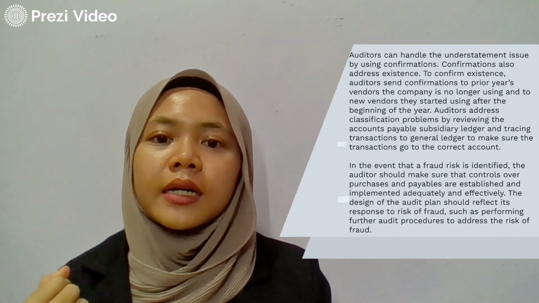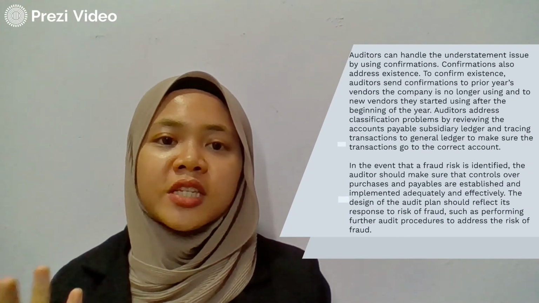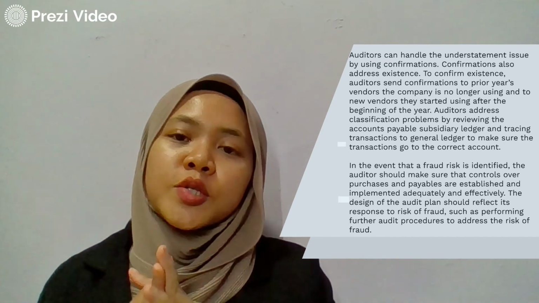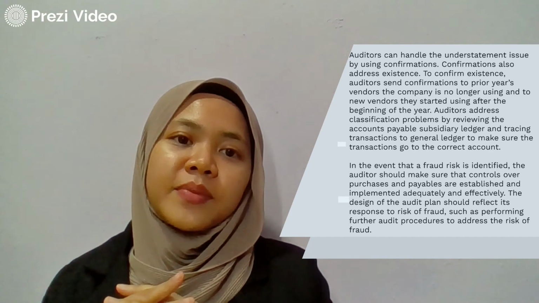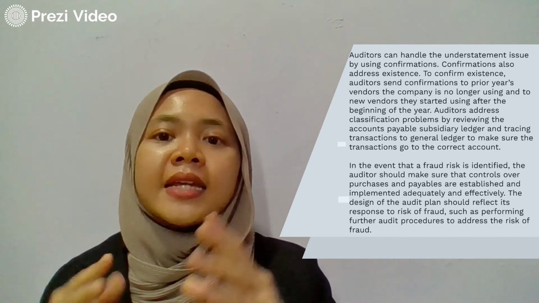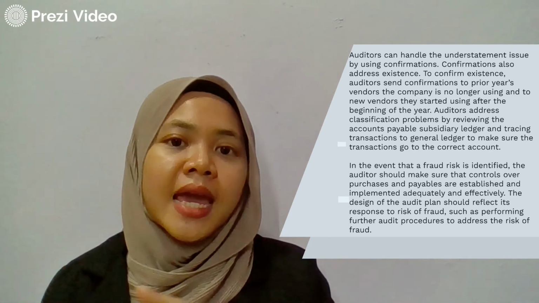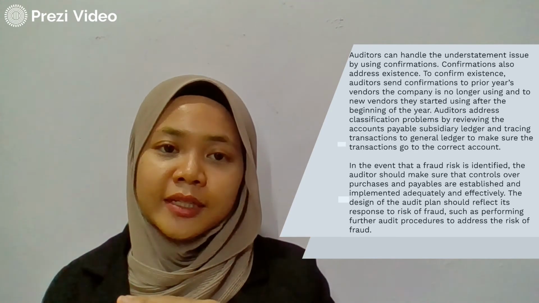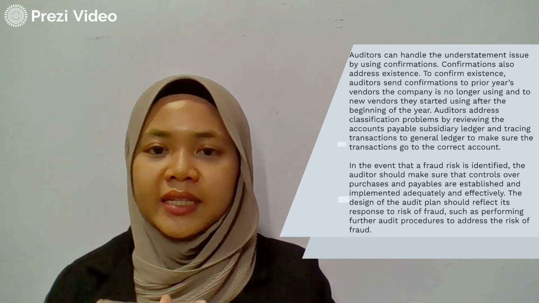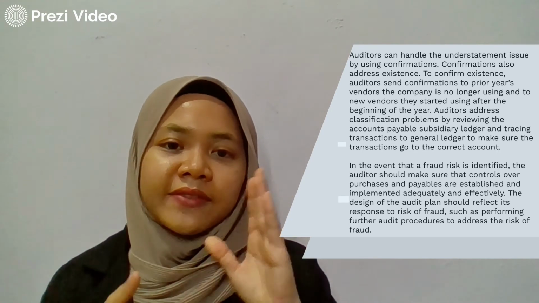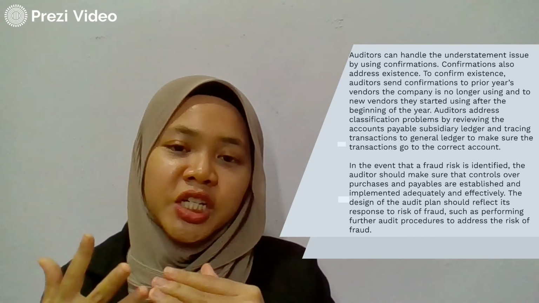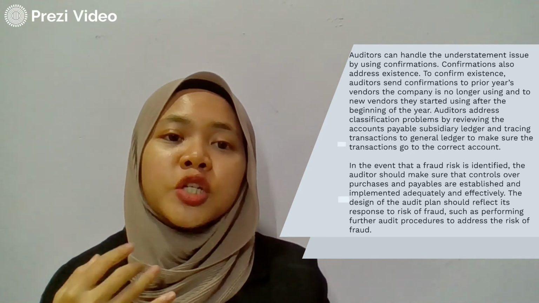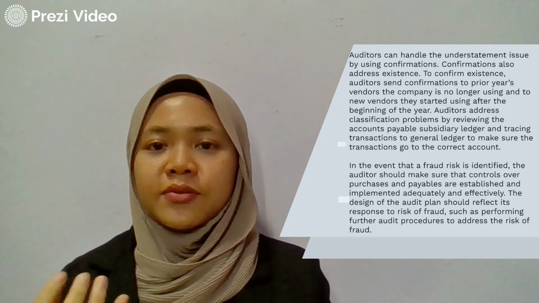Auditors can handle the understatement issue by using confirmations. Confirmation also addresses existence. To confirm existence, auditors send confirmation to prior years' vendors the company is no longer using and to new vendors they started using after the beginning of the year. Auditors address classification problems by reviewing the accounts payable subsidiary ledger, and tracing transactions to general ledger to make sure the transactions go to the correct account.